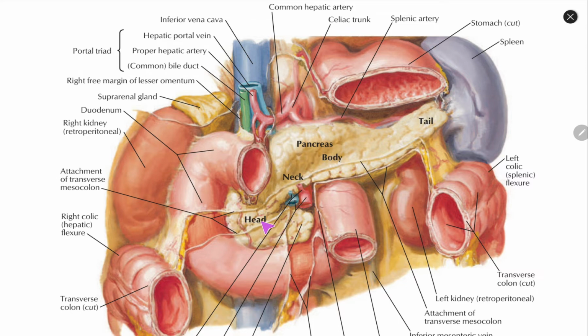The external features of the head: it has one process, this is the uncinate process. Three borders, a superior border, inferior border, and a right lateral border, and two surfaces, an anterior surface as well as a posterior surface behind it. Now about its relations.